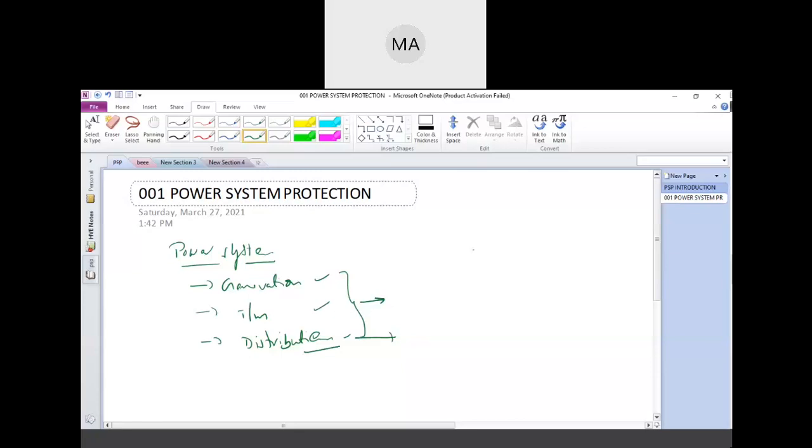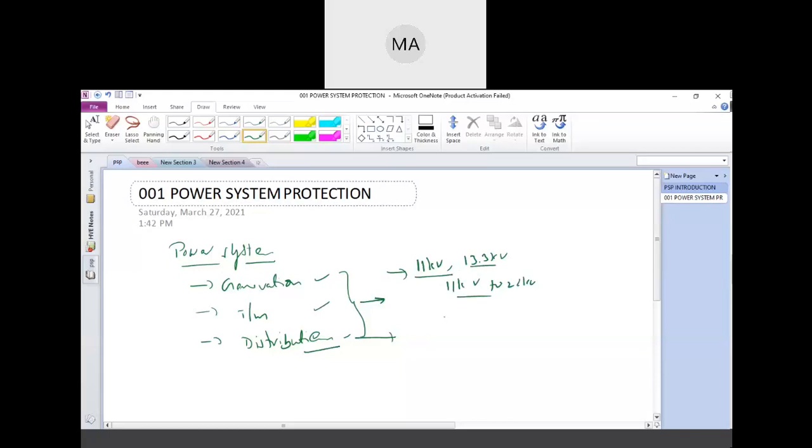In generation we have 11 kV. In India we have 11 kV generation, and in some cases 13.8 kV generation also. Most other countries have 11 kV to 22 kV generation. So why do we generate at 11 kV to 22 kV, and why not beyond, say 33 kV?